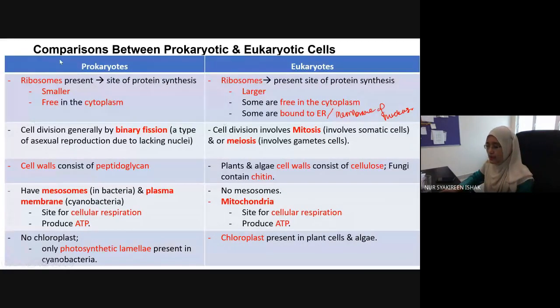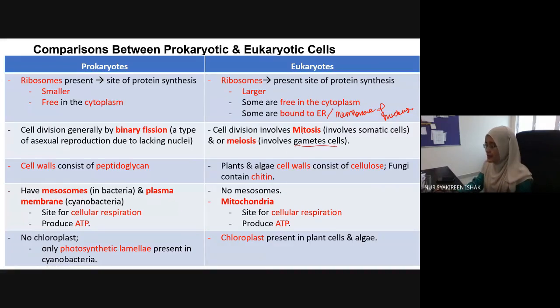For prokaryotic cells, cell division is generally by binary fission. Binary fission is a type of asexual reproduction, because prokaryotes do not have nuclei. But for eukaryotes, cell division involves mitosis, which involves somatic cells, and the other one is meiosis, which involves gamete cells.